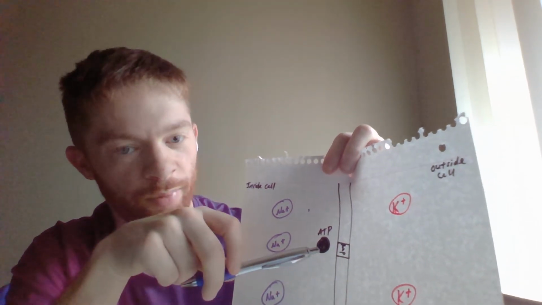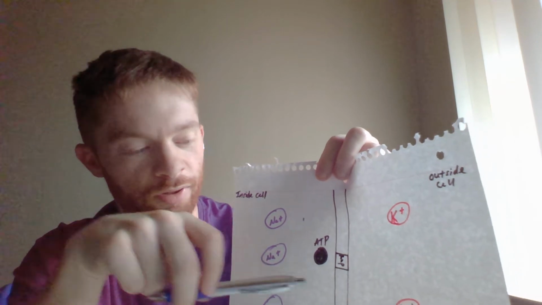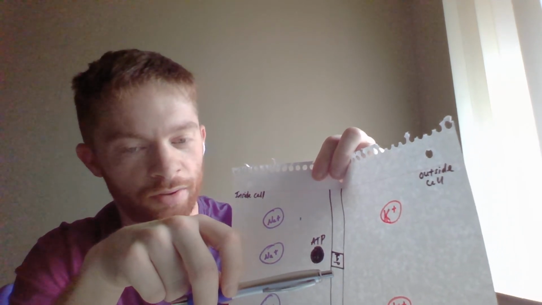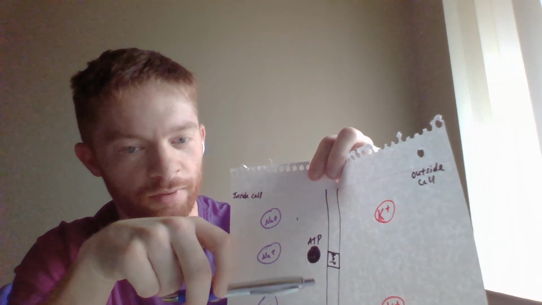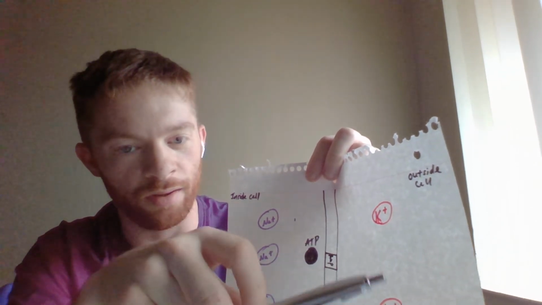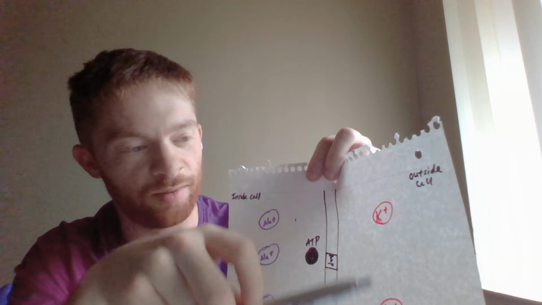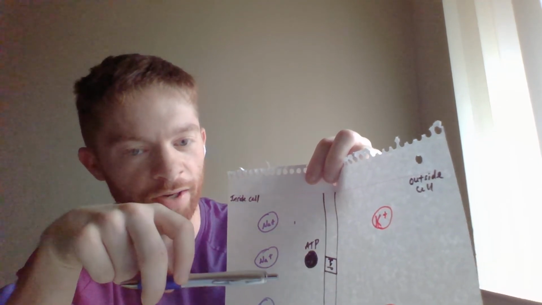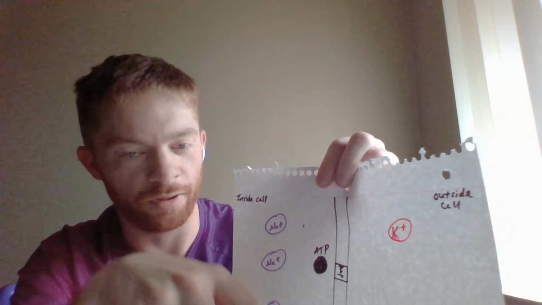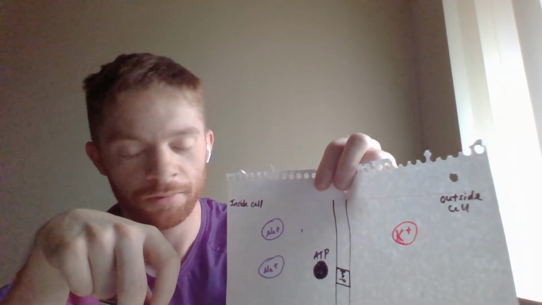So to compare that to hockey, basically, the sodiums, or the three offensive players, can't enter the zone without the puck. So the three sodiums can't go outside of the cell without ATP. And then at the same time, the two defensive players are trying to leave their zone or get inside of the cell. So hopefully that makes sense.